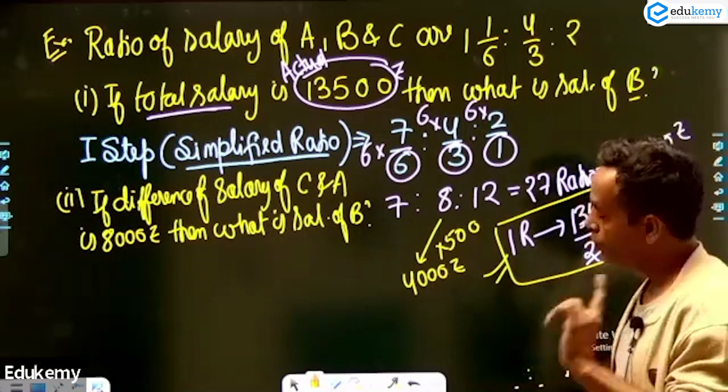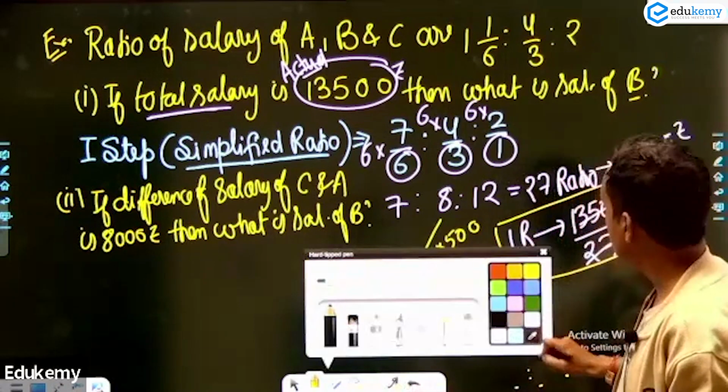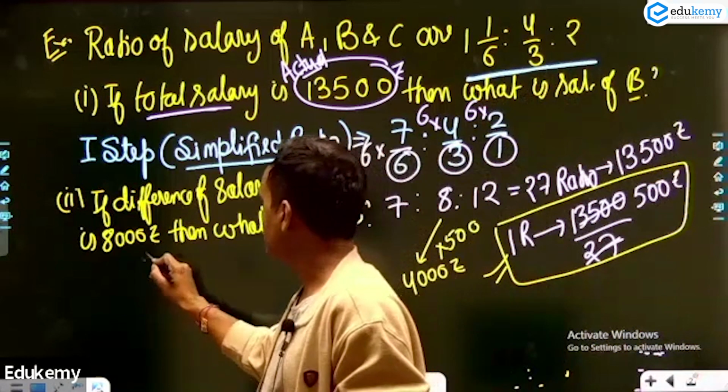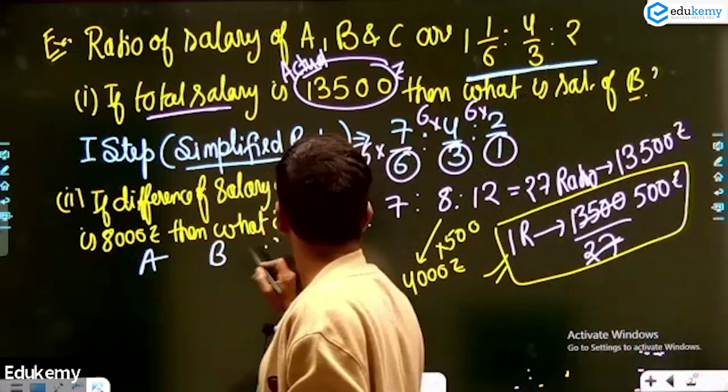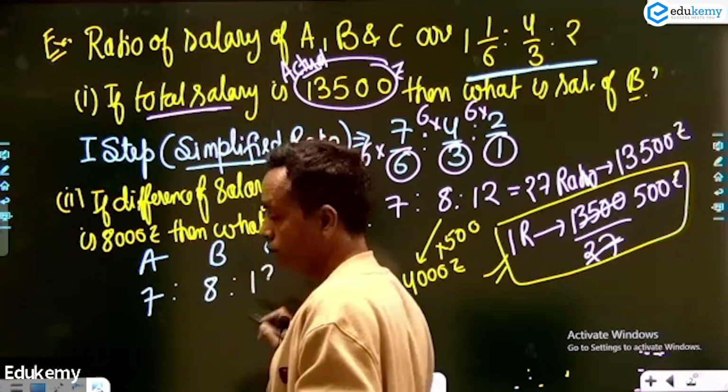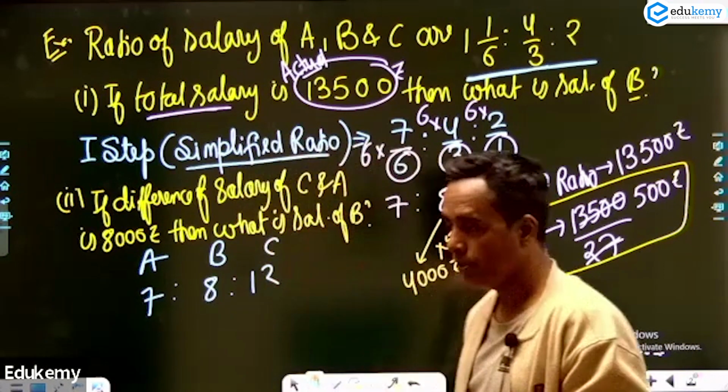Now, first step is the same. First step is always the same. First, you have to simplify this ratio, and what did you get? You got A, B, C as how much? 7, 8, and 12. What is the answer? Tell me the answer.